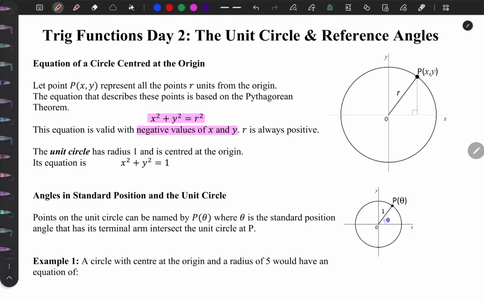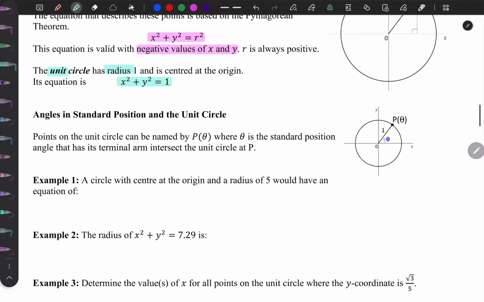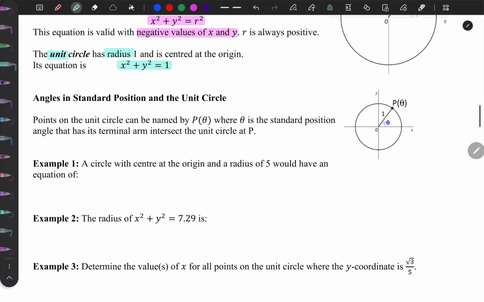Now we're going to look specifically at the unit circle, and the unit circle has a radius of 1. So its equation is x squared plus y squared equals 1. Let's take a look at a couple of examples and then we'll come back to the angles afterwards. If we want to write an equation for a circle with a center at the origin and a radius of 5, we will use x squared plus y squared equals r squared, where r is 5, so 5 squared. Multiplying that out, it would have an equation of x squared plus y squared equals 25.